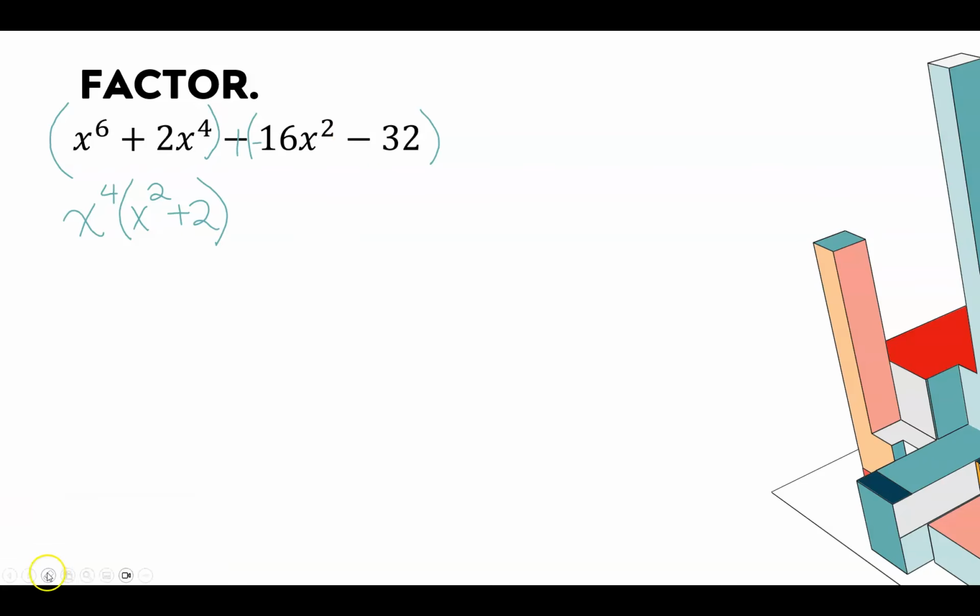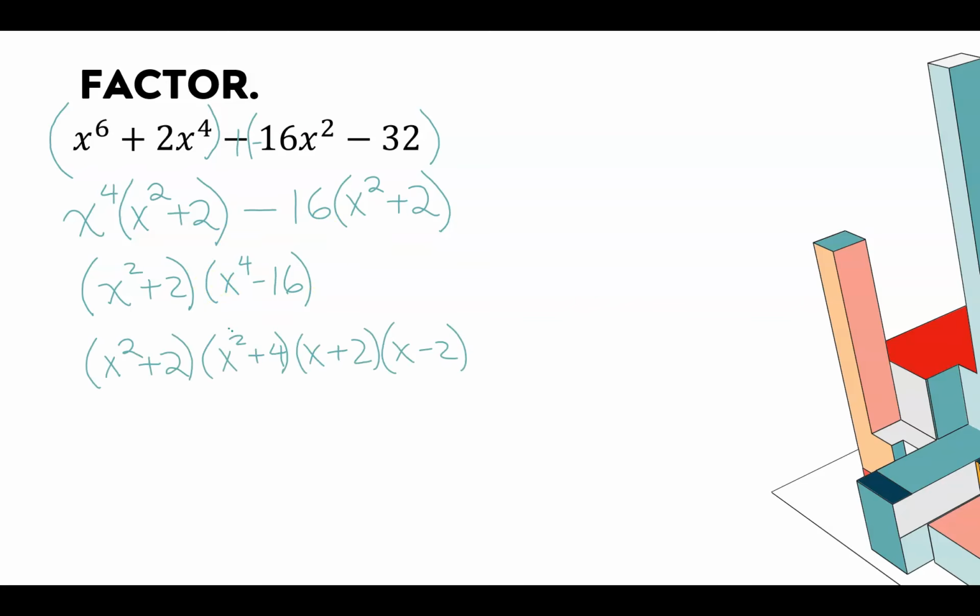Okay. Out of that second pair, we are going to factor out a negative 16, because then we're left with another x squared plus 2. We have a common x squared plus 2 to factor out. And then x squared plus 2, we don't want to deal with complex numbers, but we can factor x to the 4th minus 16 into x squared plus 4 times x squared minus 4, and then we have to factor that x squared minus 4 into x plus 2 and x minus 2.